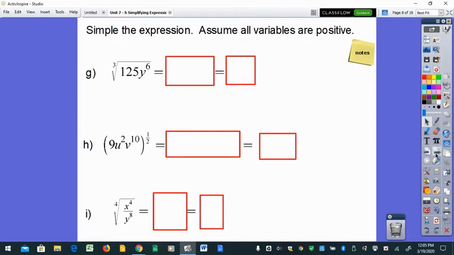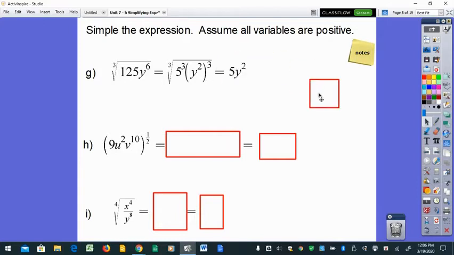Now let's take a look at some other examples. Here we have a root. We're going to take the third root of this whole group. One way we can look at this is by thinking that 125 is 5 to the third power, and y to the 6 could be y to the second to the third power. This explains from the root perspective what's going on. The third root and raising something to the third power cancel each other out, which would leave a 5. And again, the third root and raising to the third power cancel out, and you end up with this answer.